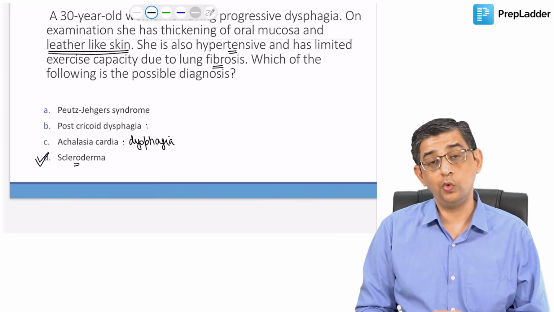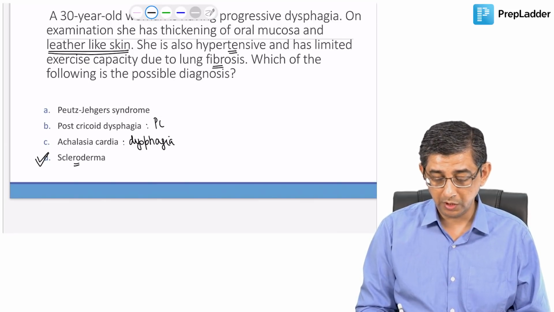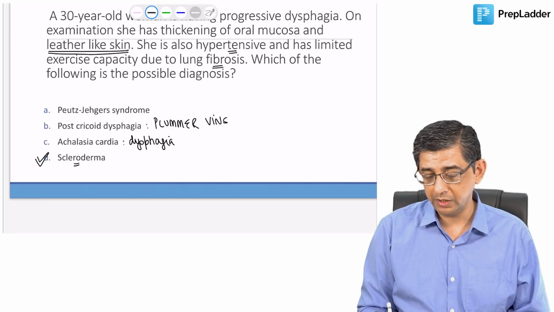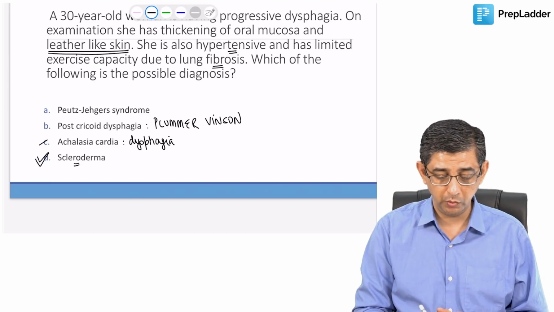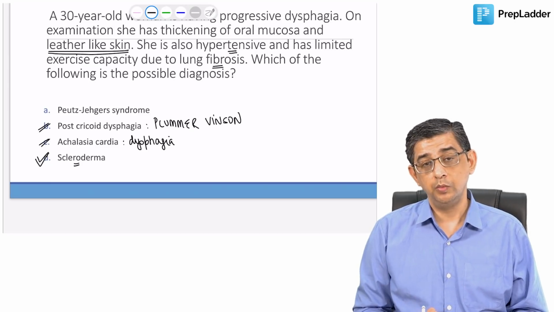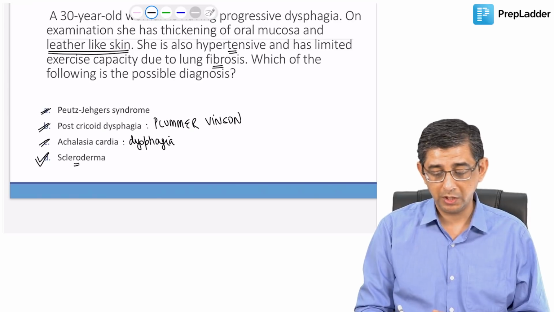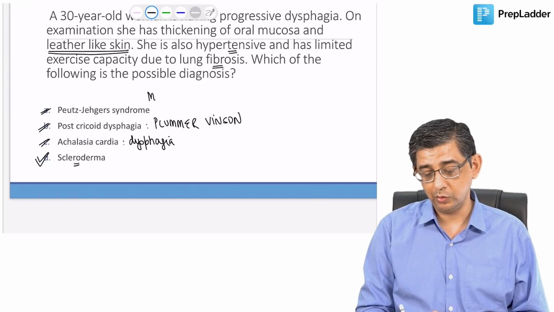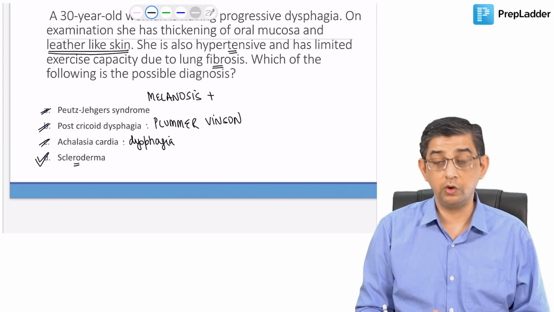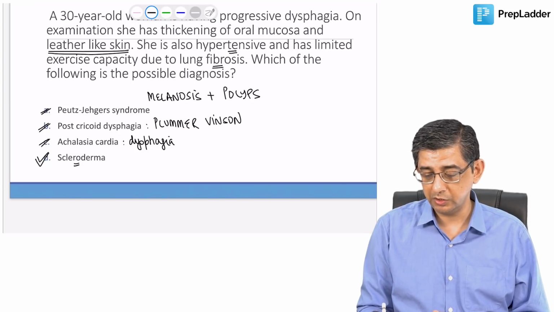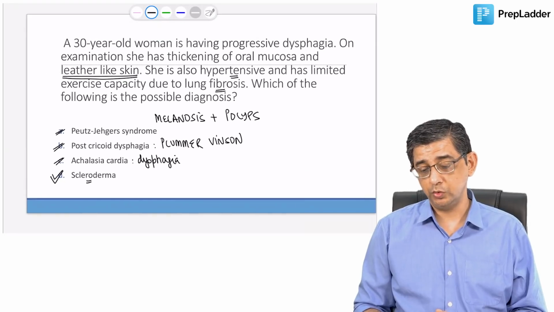Post-cricoid dysphagia is the alternative terminology for what we call Plummer-Vinson syndrome, where we have iron deficiency anemia and koilonychia, and there's no mention of any iron deficiency anemia and koilonychia in this question, so I'm ruling out option number B also. Peutz-Jeghers syndrome is anyway ruled out because that would have melanosis, mainly around the lips. There are also polyps present, called hamartomatous polyps, none given in this question. So even by exclusion, you can solve this question.